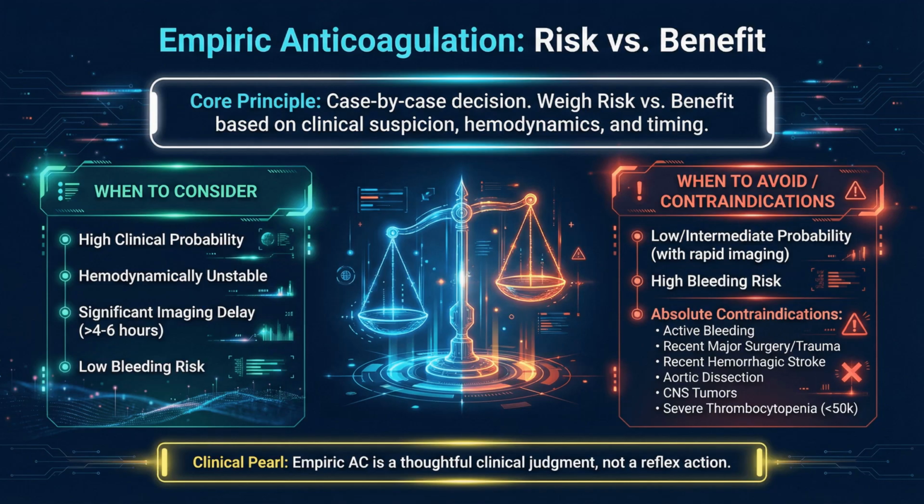It's absolutely contraindicated in patients with active bleeding or those with conditions that significantly elevate bleeding risk, such as recent major surgery or trauma, recent hemorrhagic stroke, aortic dissection, central nervous system tumors, or severe thrombocytopenia below 50,000. Remember, starting empiric anticoagulation is not a reflexive step. It requires careful clinical judgment. Your decision must integrate the patient's stability, bleeding risk, and the practical realities of diagnostic timing to ensure the safest and most effective care.